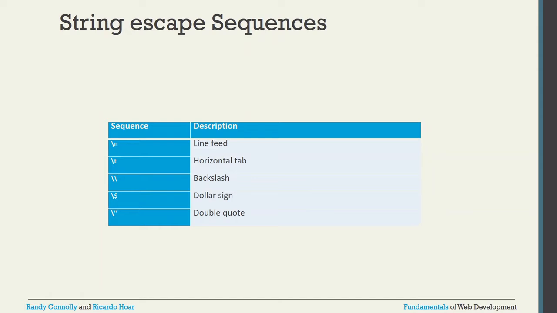In the same way, if you want a horizontal tab, you can use \t. This is like C programming, where almost all of these are available. So \n is supported in PHP, \t for horizontal tab, double backslash for the backslash symbol, \$, and single quote and double quote. These are the string escape sequences.